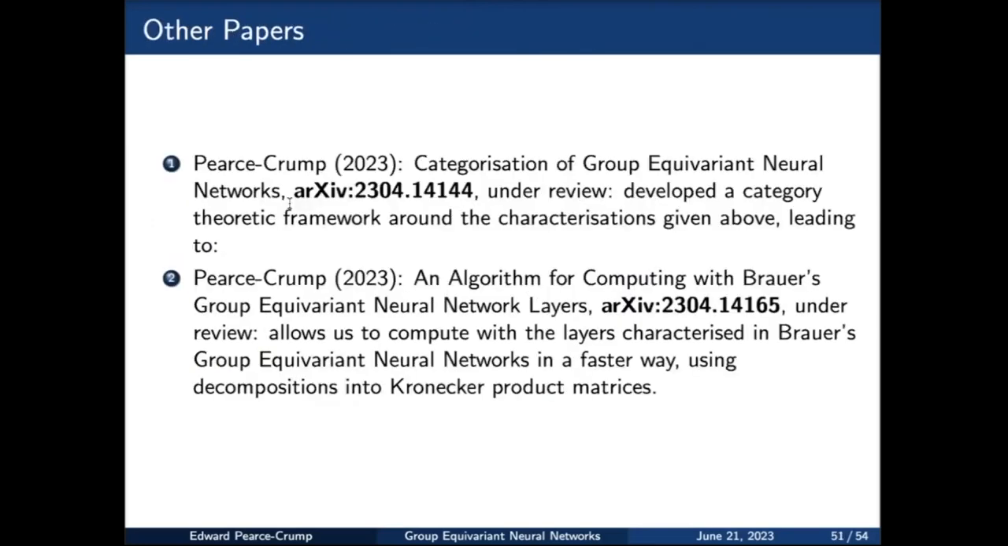And that's actually quite nice, because if you take that work and apply it to these Brauer group equivariant neural network layers, right? So that's the orthogonal group, the special orthogonal group, and the symplectic group, and you start pulling nodes around, you can actually find a quicker algorithm in which to compute with these linear layers than just taking the arbitrary standard approach. And that takes advantage of using Kronecker product matrices. So if you're interested, I encourage you to go and look at that paper.